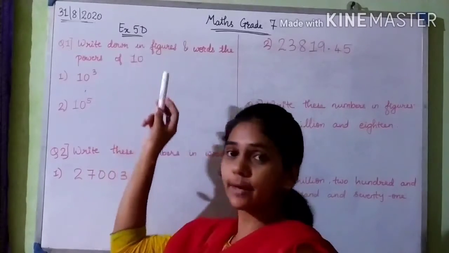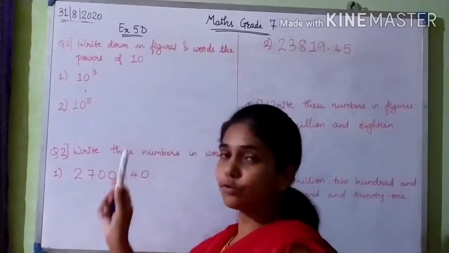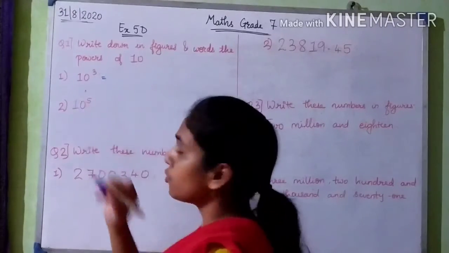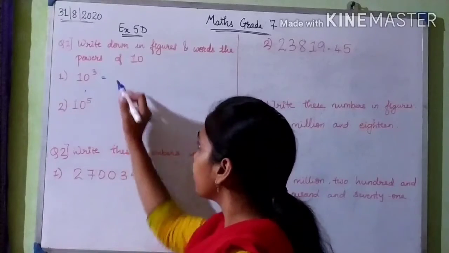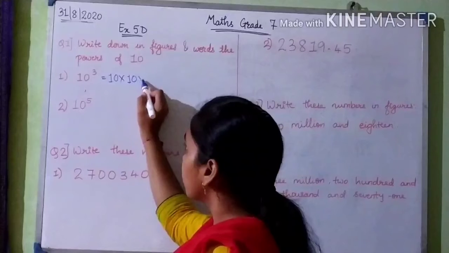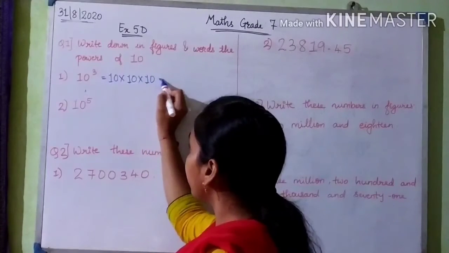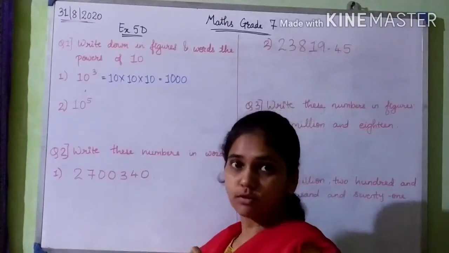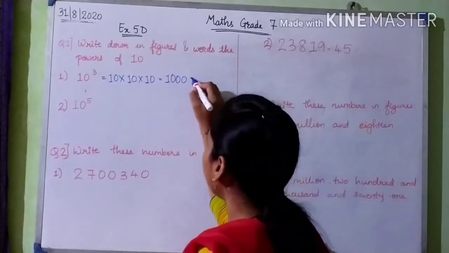First we have to write them in figures and then we have to write them in words. So this is 10 raised to 3. As I told you, 10 raised to 3 means 10 is multiplied to itself 3 times. So this becomes 10 into 10 into 10, which is equal to 1000.